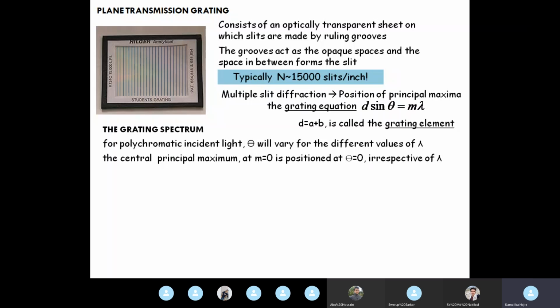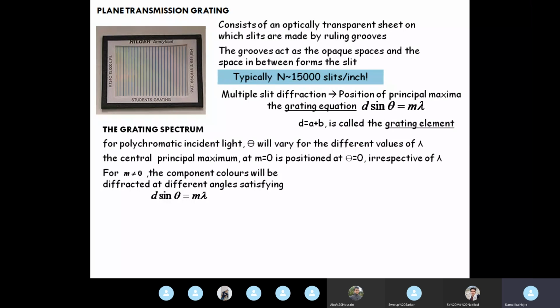Only at the central principal maximum, with m equal to 0, theta will be 0 irrespective of lambda. So whatever polychromatic light is incident, the central principal maximum will always be a white patch of light, because there all the rays are meeting in phase, and therefore whatever be the value of lambda, that patch of light will always remain white, because at that position theta equal to 0, m equal to 0 irrespective of lambda.